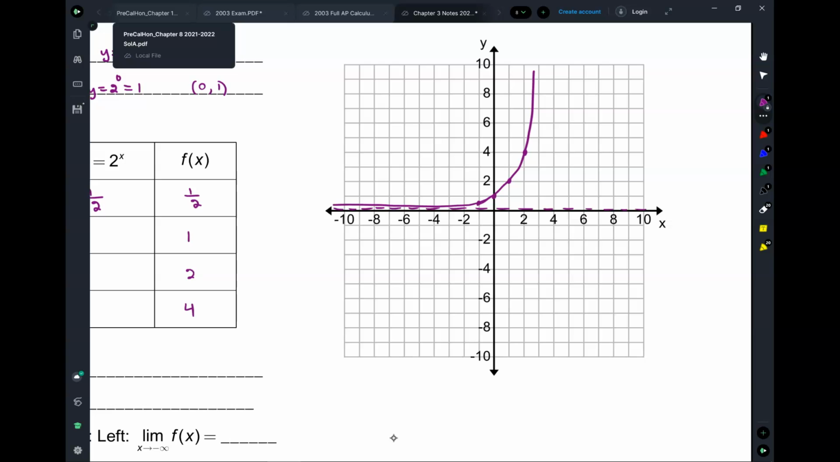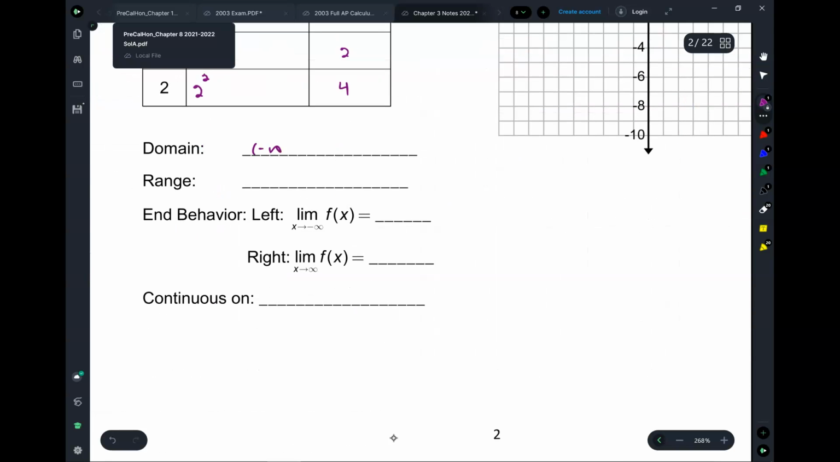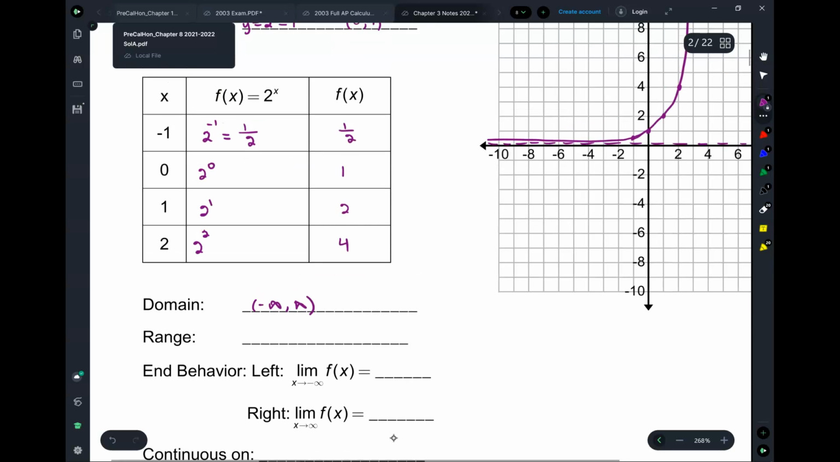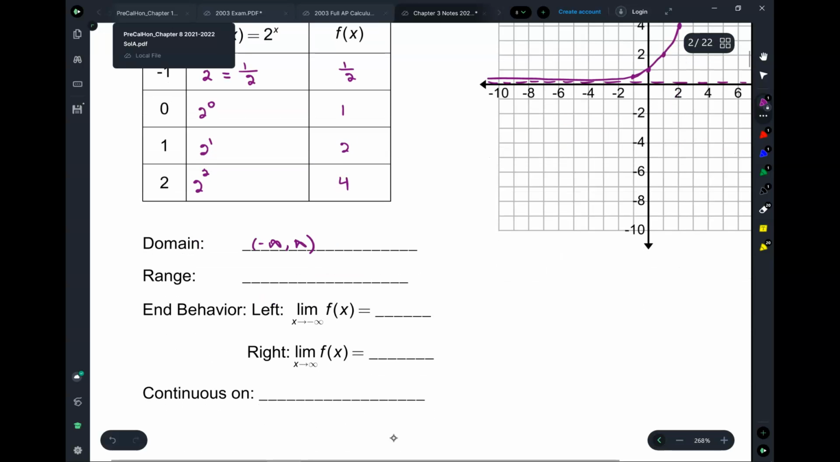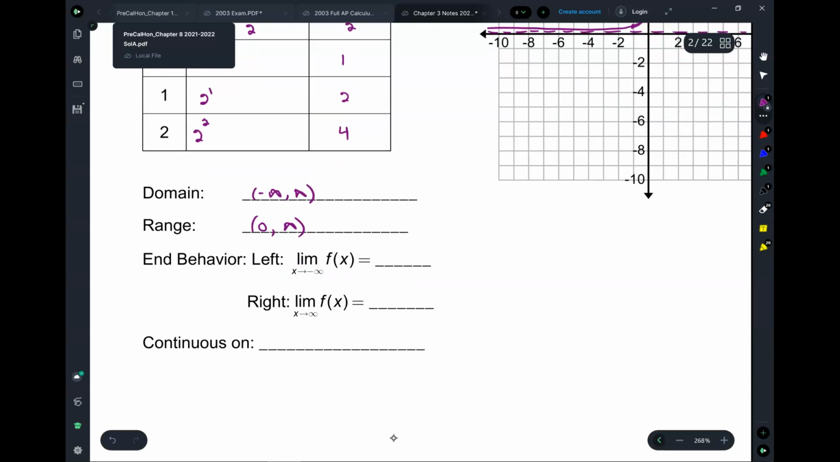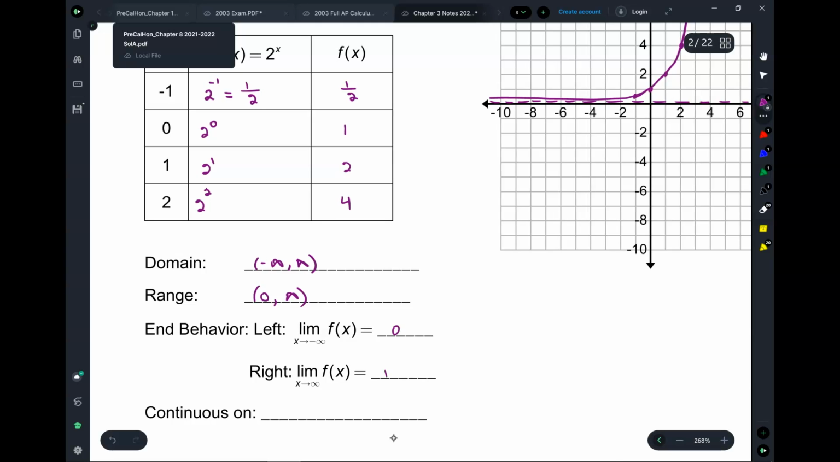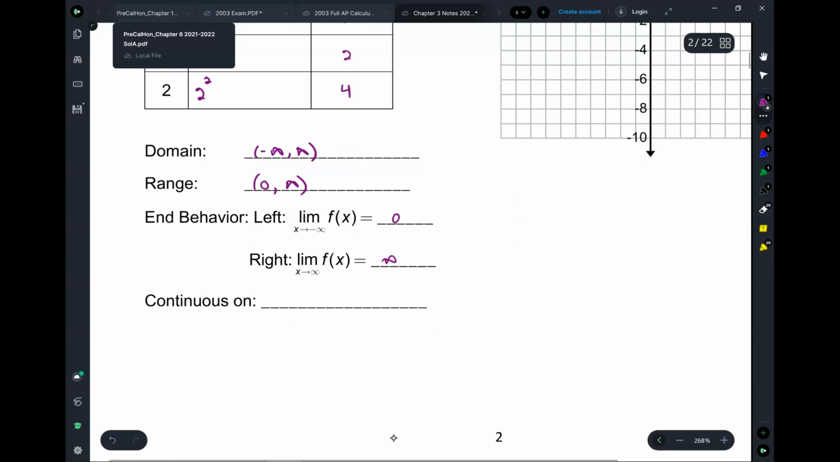Okay. Next. So what's the domain? All real numbers. Okay, range. Is it above or below the asymptote? Above, so you start with the asymptote and you go up, since it's above. Okay? Limit as x approaches -infinity. What do you think? 0. As x approaches -infinity, it's 0. And here it's infinity. And it's continuous everywhere.